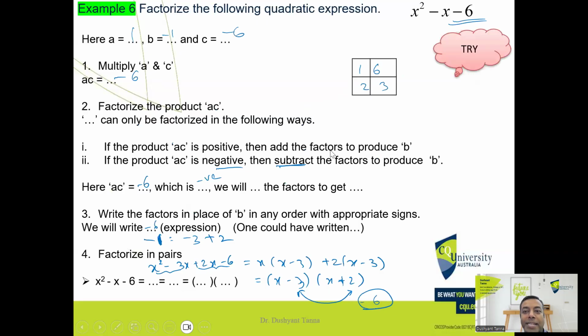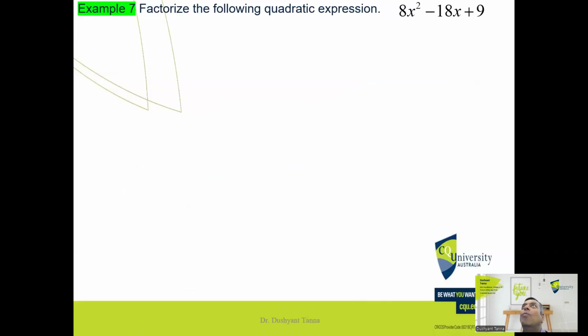Do you want me to repeat what I said? Yeah. 1 and 72, 2 and 36, 3 and 24, 4 and 18, 6 and 12, 8 and 9. Okay, I've got the factors now. It's x minus 6 and x minus 12, right?